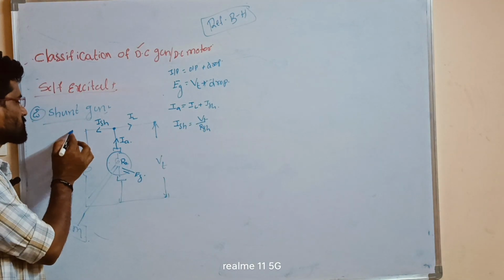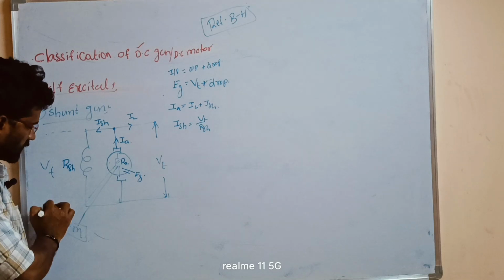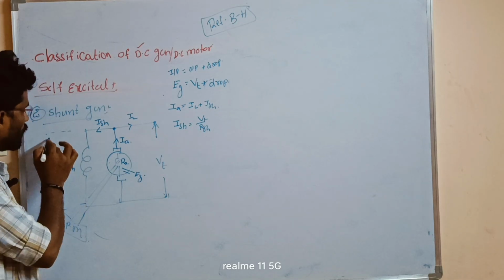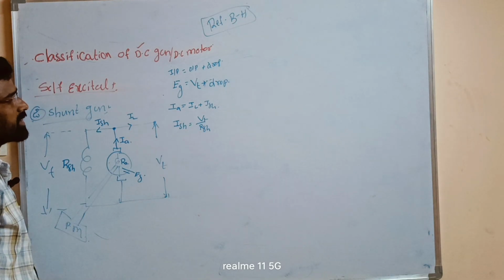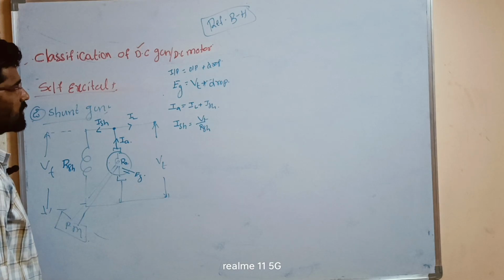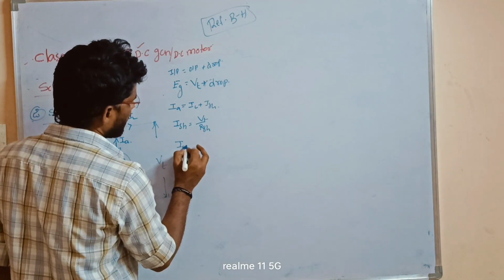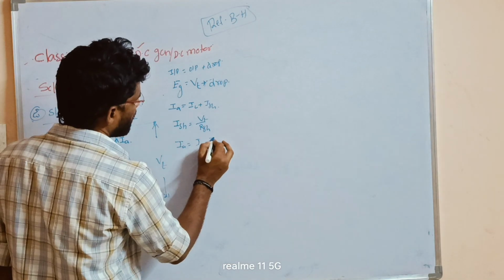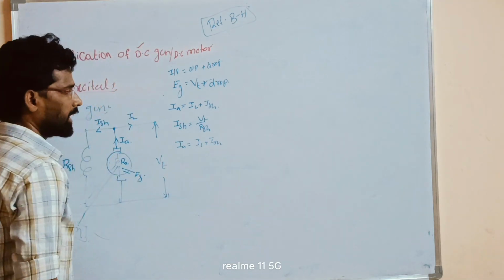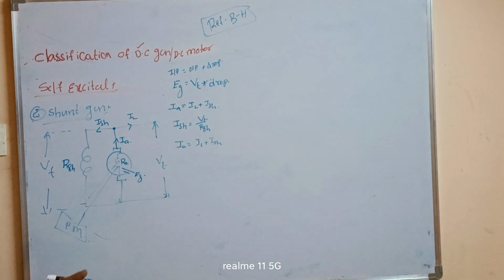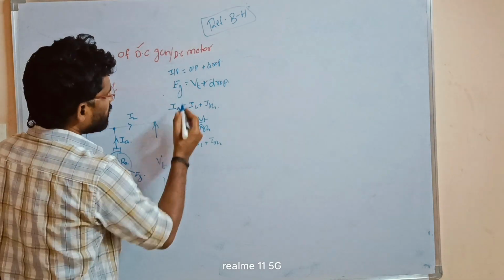Here also the VT voltage is present. So in that case ISH is VT by RSH. So we can find out IA. What is IA? IA is equal to IL plus ISH.